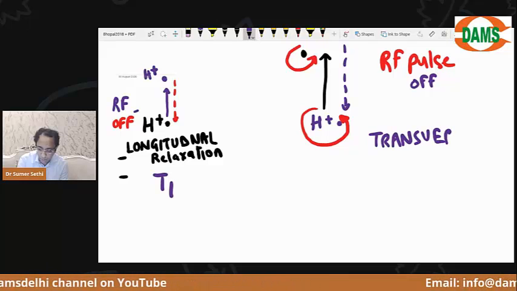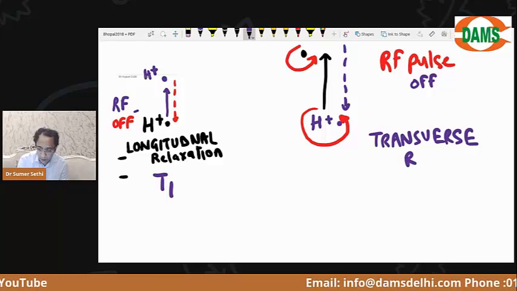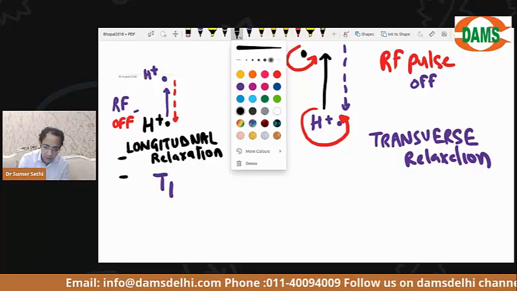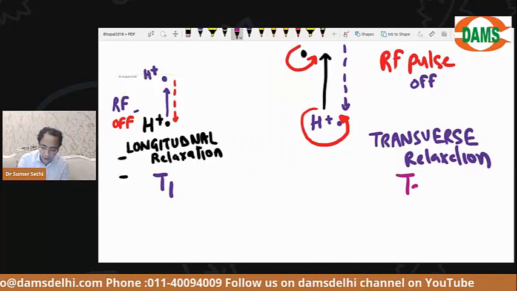transverse relaxation. In magnetic physics, we call it transverse relaxation, and it happens in a time T2.